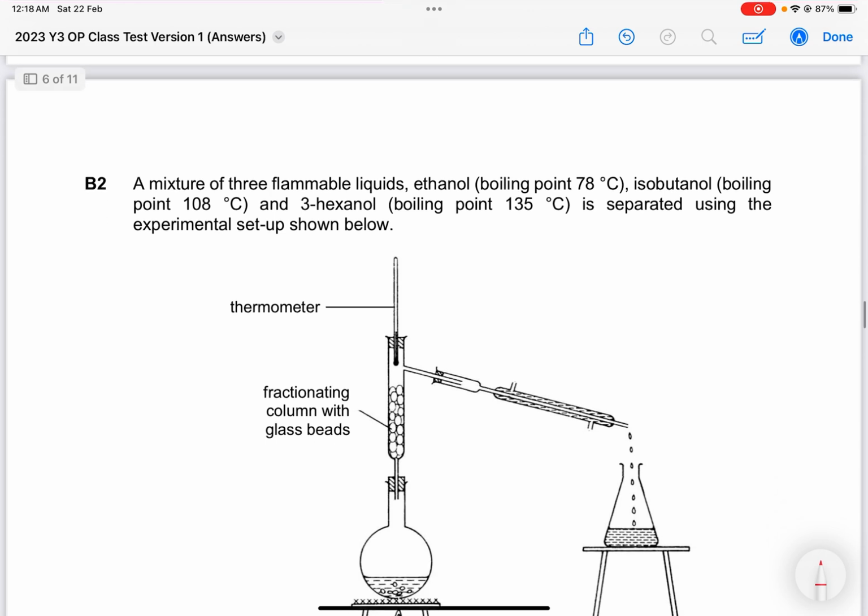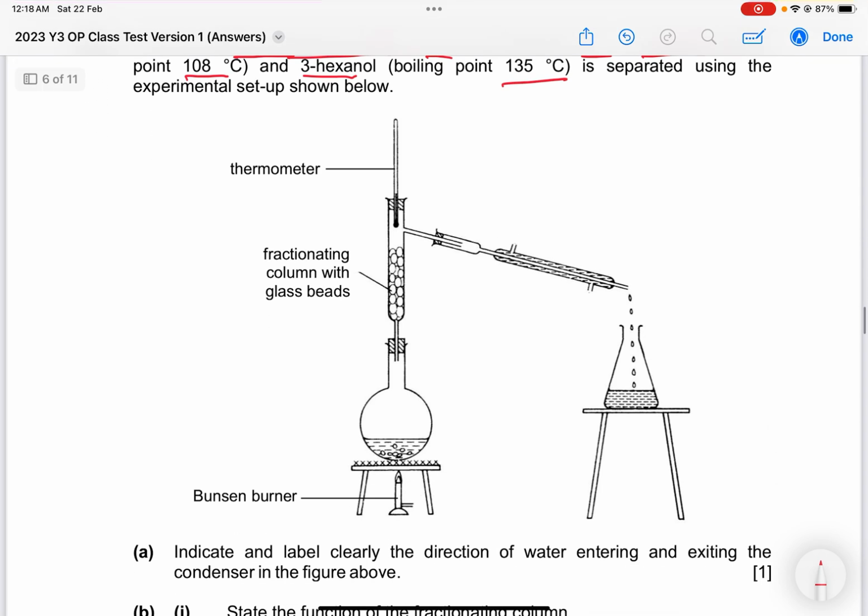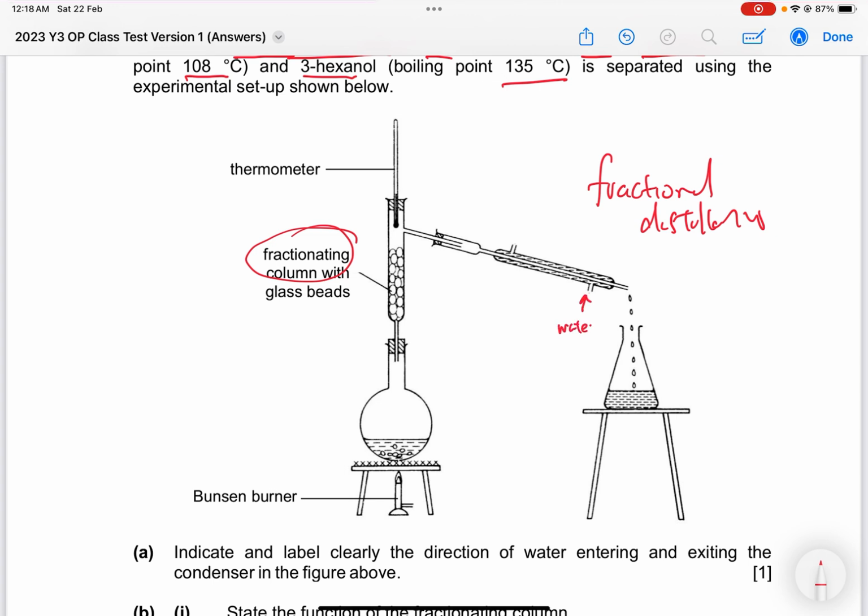Okay, next one, B part 2. A mixture of 3 flammable liquids. I got ethanol, boiling point of 78, isobutanol, boiling point 108 degrees Celsius, 3-hexanol, boiling point 135 degrees Celsius. So it's separated using the experimental setup here. I got fractionating column, so this whole setup is actually fractional distillation. Okay, so they say indicate and label the diagram of the direction of entering and exiting the condenser. So take note, the water always enter here, so water in from the bottom, water out from the top. Okay, so that's how you can label them.